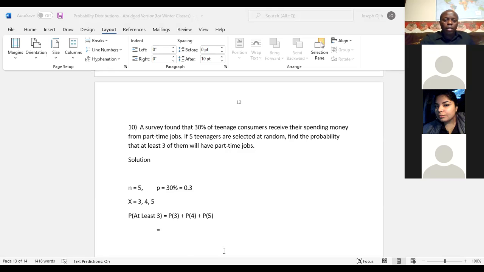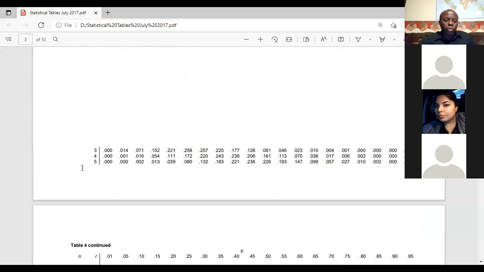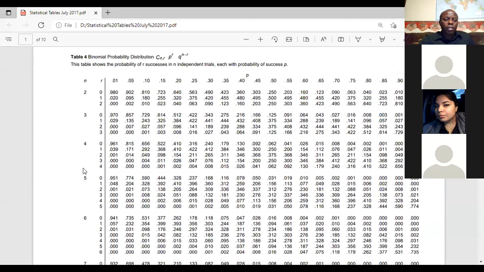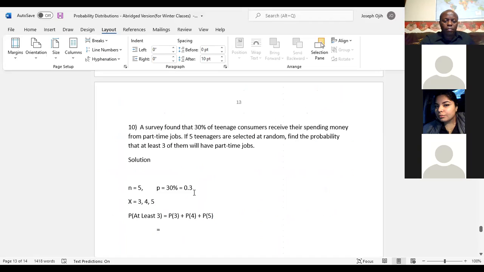Okay. So this is N11. So we need to go to N5. This is why I have N5. And X, the table is using R for X. So you can say 3, 4, 5 for X. And our P, what's our P? I think our P is 0.3, I believe. Our P is 0.3. Our N is 5. So we need the probability of X, 3, 4, 5.